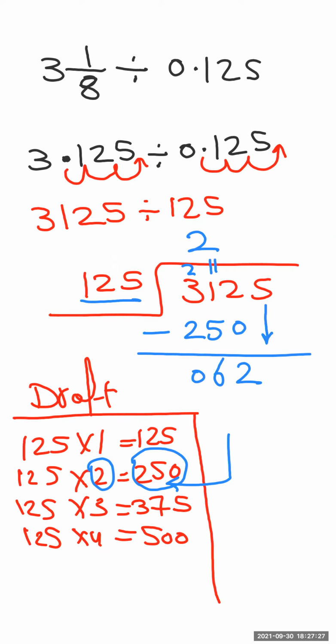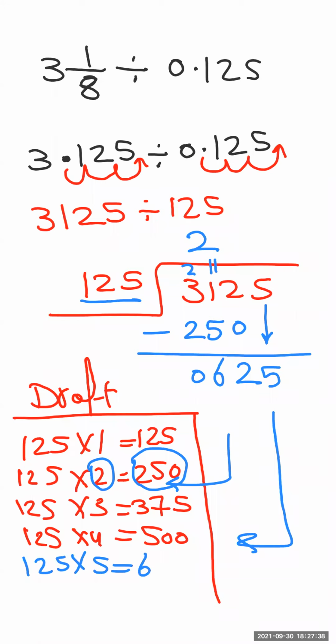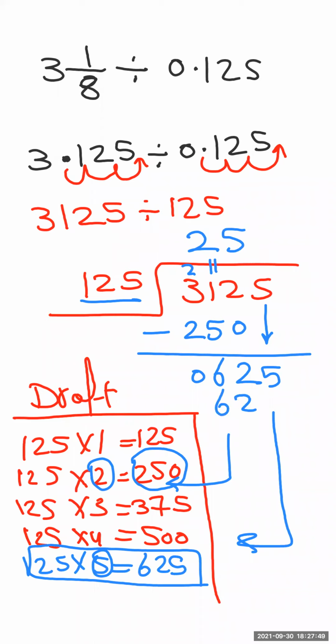No. Drop down the next number. 625. Get it from the draft. It's not here. Then continue. 125 times 5. Actually, it will equal 625. So this is my number. We are going to use 5. 5 times 125 to equal 625. Now subtract. The remainder will be 0, 0, 0. So the quotient out of this division will equal 25. That's it.